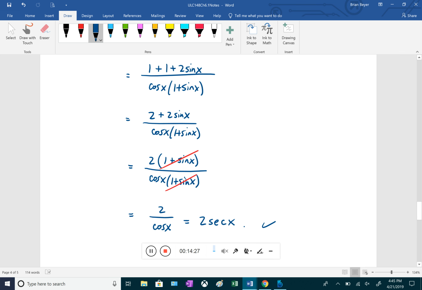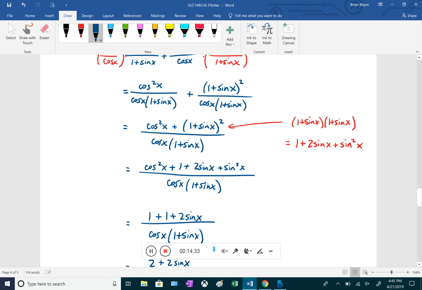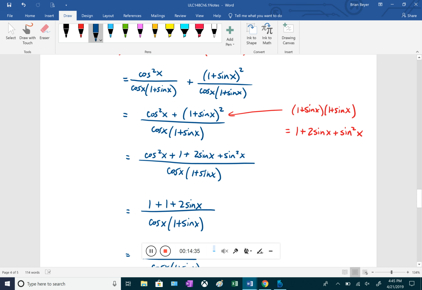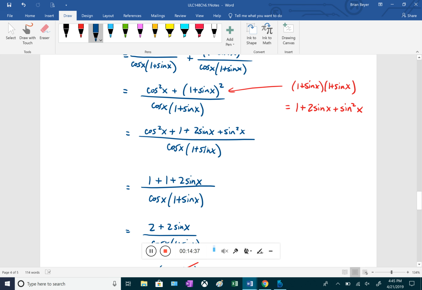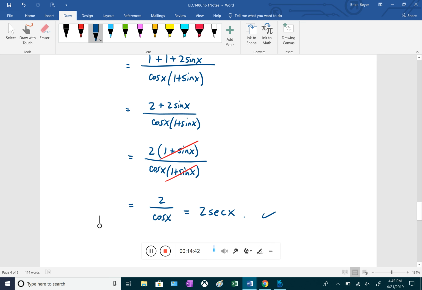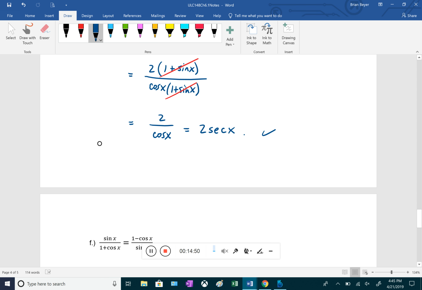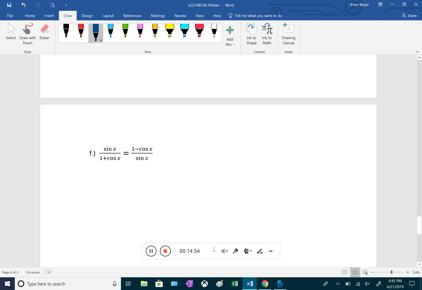Okay, so a bunch of steps here. We had to get common denominators to combine the fractions. We had to FOIL out a binomial trig expression. We had to factor. We had to use the Pythagorean identity, cancel common factors, and use a reciprocal identity. So definitely a lot going on there, but still doable. Just take it one step at a time. Okay, so let's do one more example here.